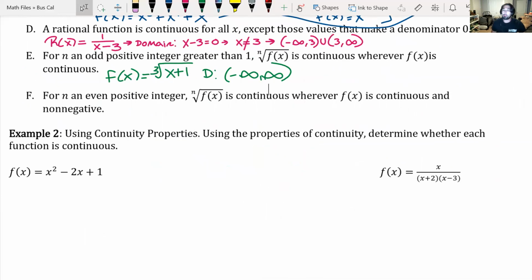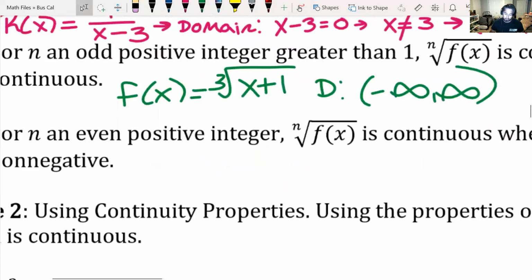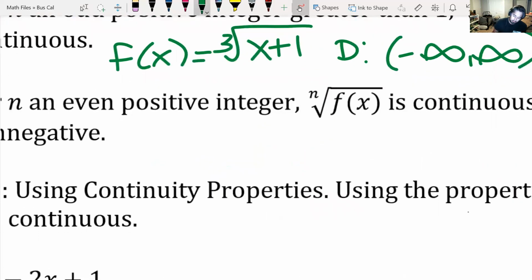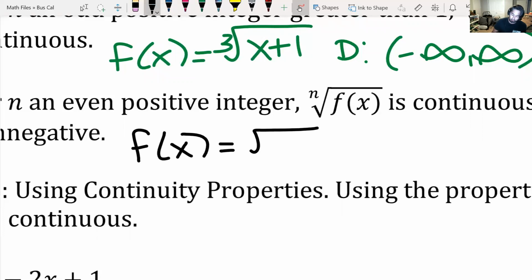And then the last one, for an even positive integer root, the even root of f of x is continuous wherever f of x is continuous and non-negative. So now we're messing with square roots, 4th roots, 6th roots, even roots, the 100th root, as long as it's an even root, right? So let's say I did f of x equal the square root of, we'll just keep it simple, x.